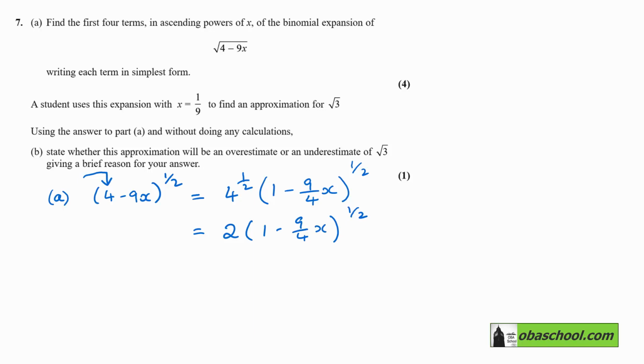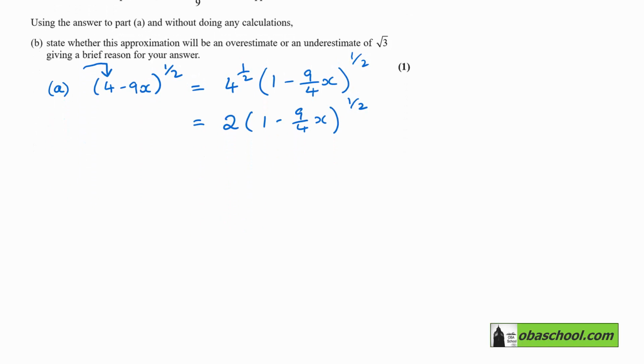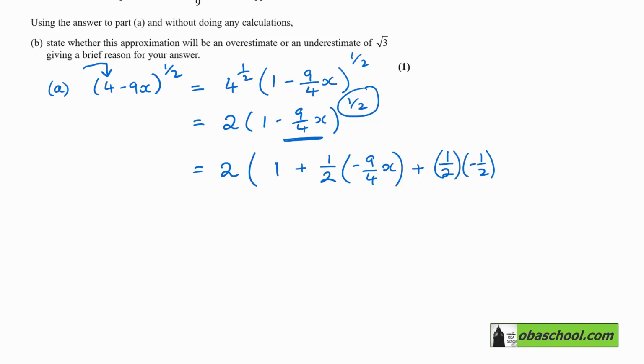And now what we want to do is start doing the expansion. So we're just going to follow the formula here. So that's 2 times 1, and then what we have is n, which is the power just here, times this, so it's going to be negative 9 over 4x, plus. Now for the next one, it is n followed by n minus 1, followed by the negative 9 over 4x squared, divided by 2 factorial, which is just 2.